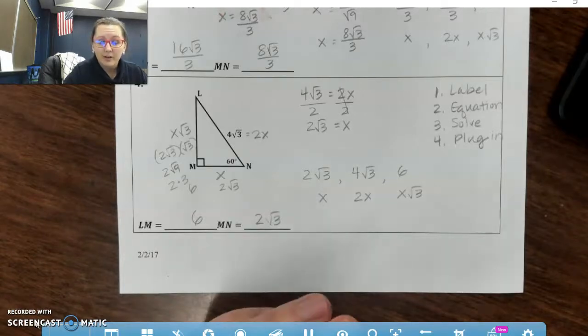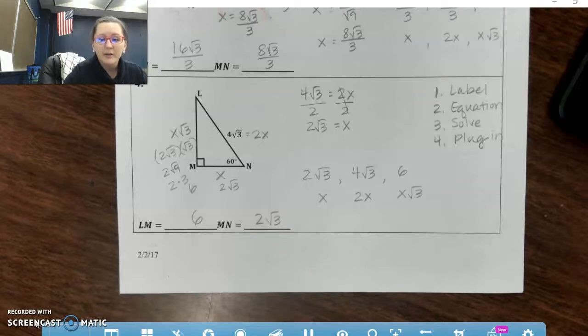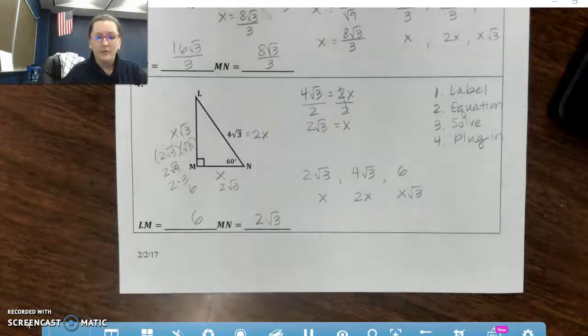This is the hardest part of the year. It gets easier after this. So make it through special right triangles, and then we're going to go on to trigonometry, and then it'll get a little bit easier, okay? So I want to give you some hope there. This is like the mountain, all right? And after we get through the mountain, then it'll be great.